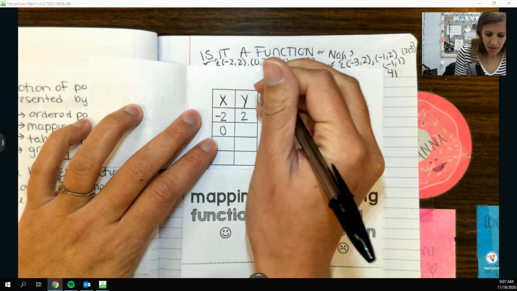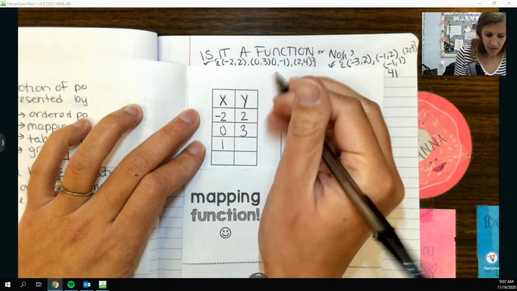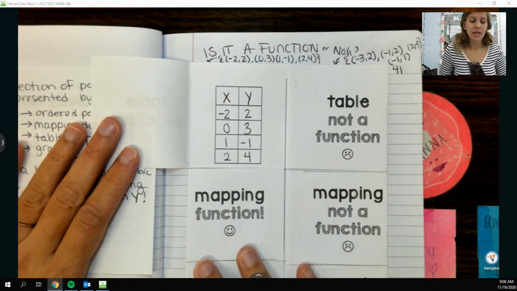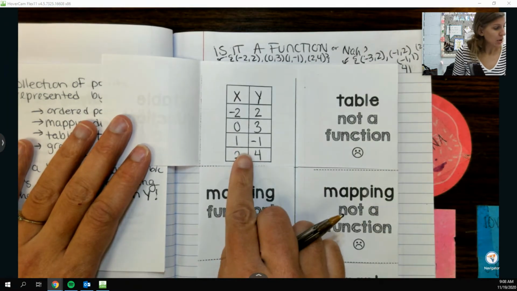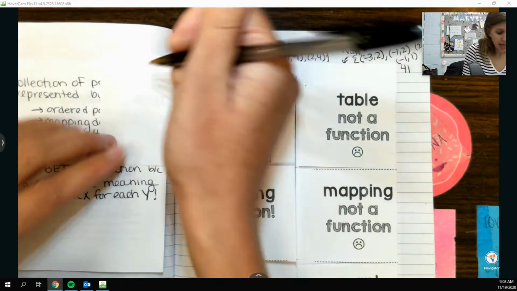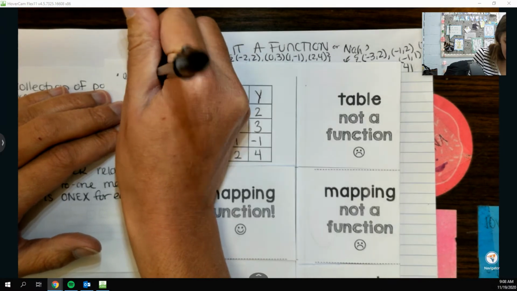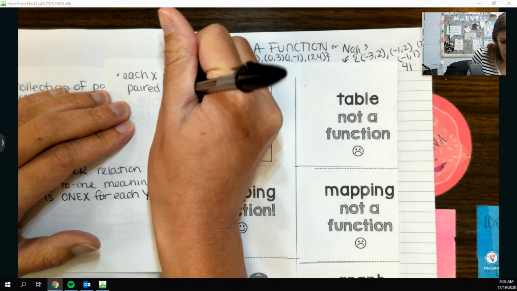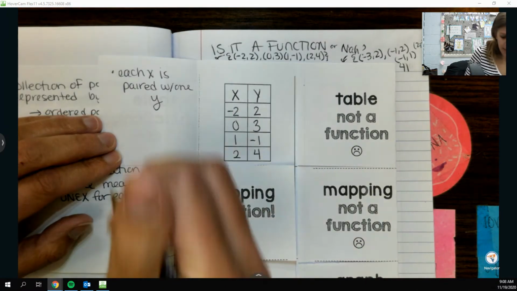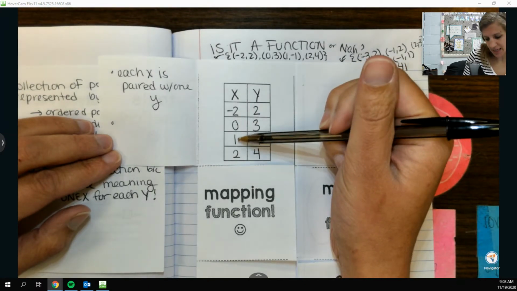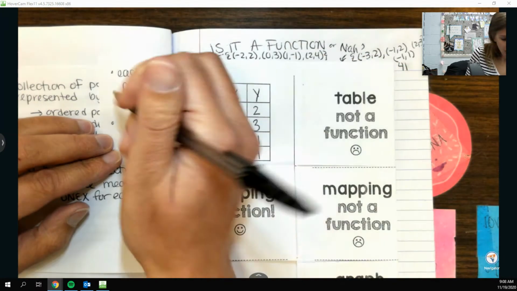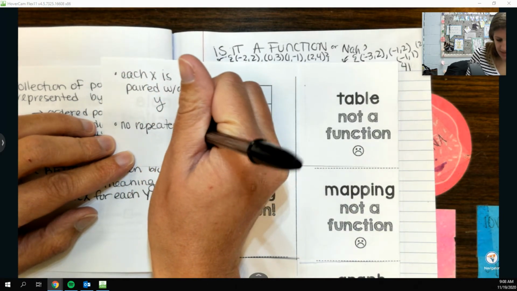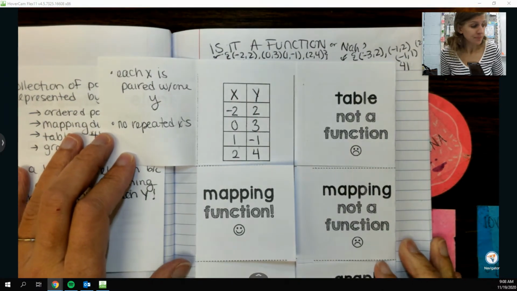So the x value here is 0, y value is 3, x value is 1, y value is negative 1, x value is 2, y value is 4. I can tell from this table that it is a function because each x is paired with one y. And really, as I'm looking at these x's, there are no repeated x's. That's what makes that a function.